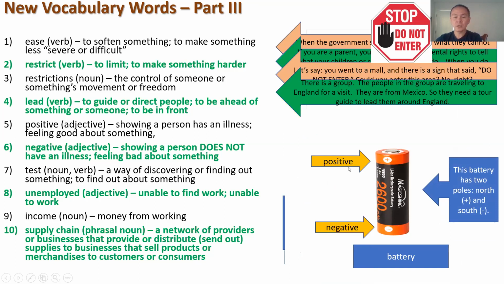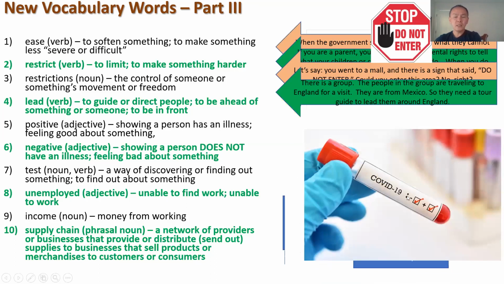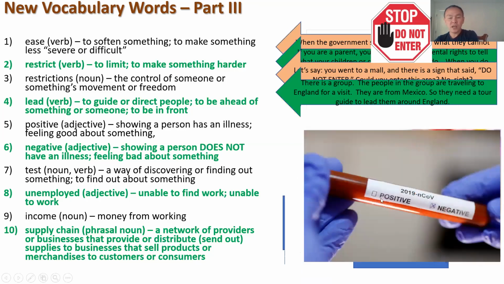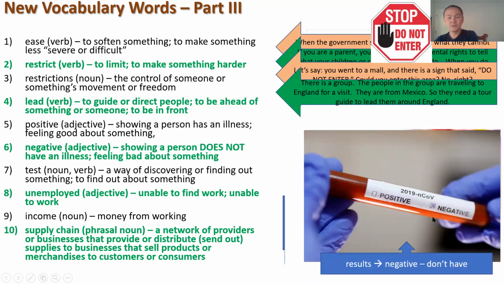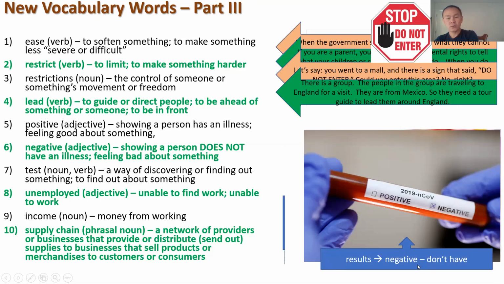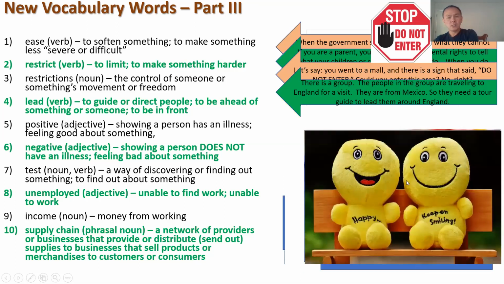The North Pole is called positive and the South Pole is negative. So you can see here, this is a test, and as you can see here, the results show the test is positive. So when it's positive, you have coronavirus. Whereas when you have a test and the test shows negative, you don't have coronavirus, okay? So look at the picture here.